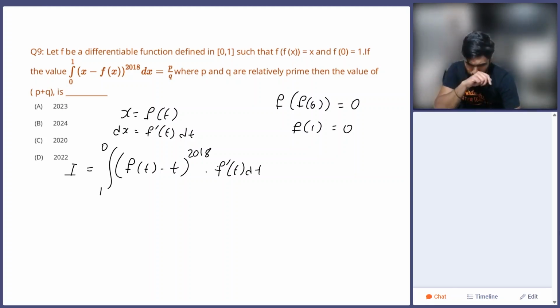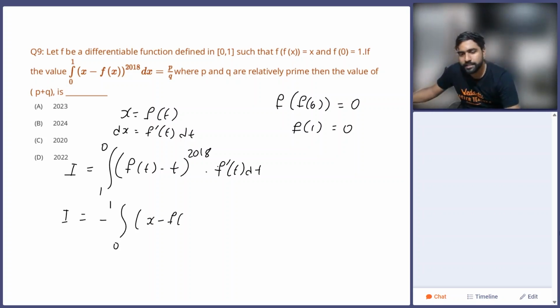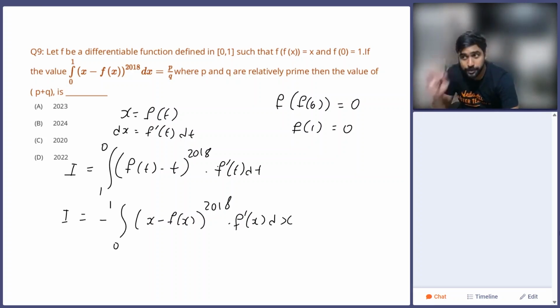Now we compare the two expressions over here, and I can see that I can slightly write this by switching the limits. Minus of 0 to 1, t minus f of t. Let's replace with x. X minus f of x power 2018 into f dash of x dx. I've not substituted, guys. I've replaced. So if it is t or if it is x, it doesn't matter.